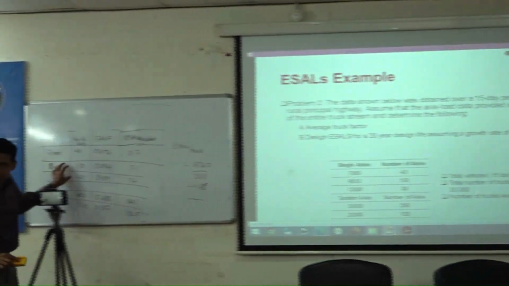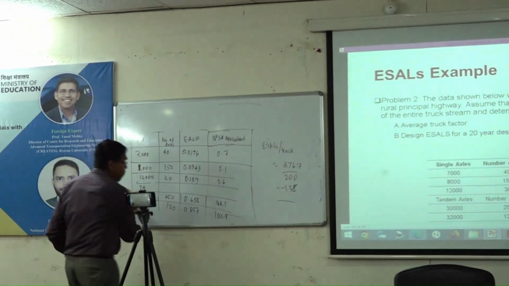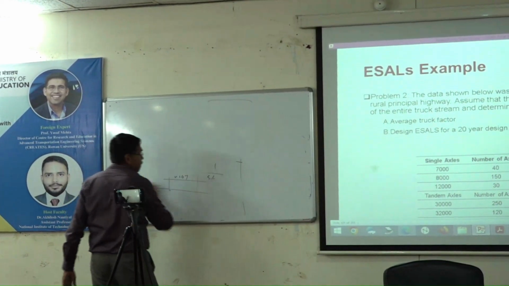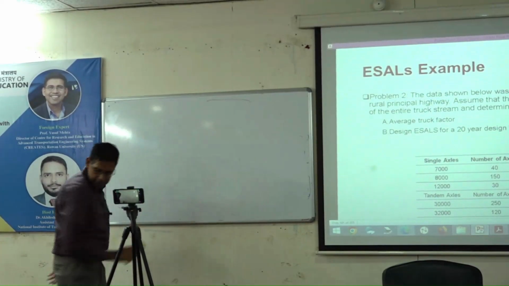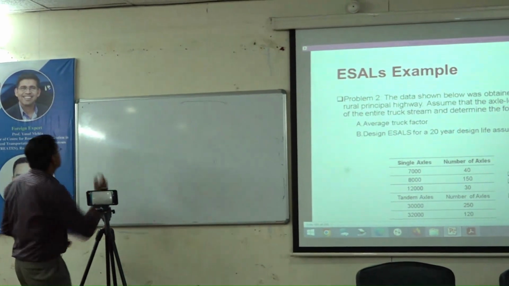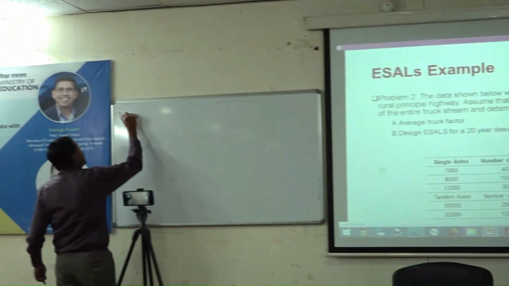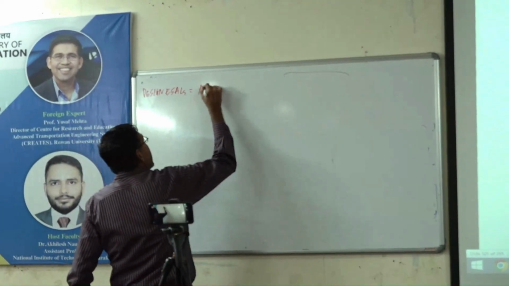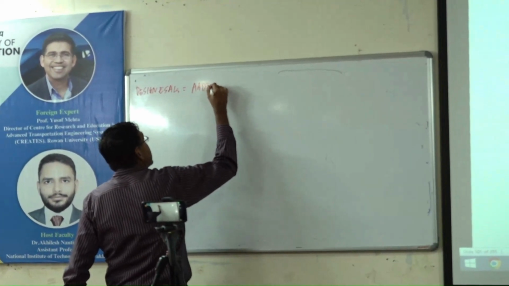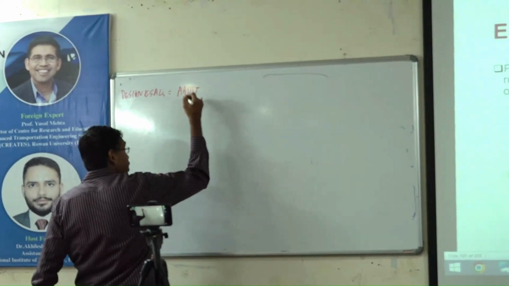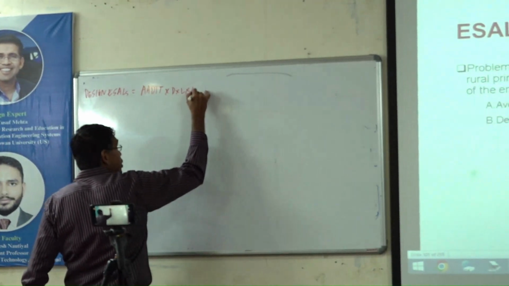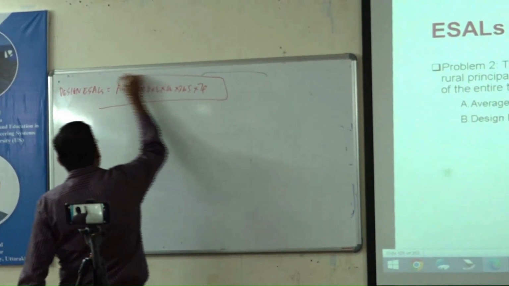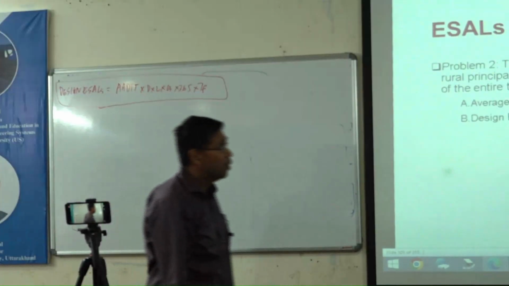Can I erase this? That's the truck factor, right? Right here, design ESALs, same thing as before. You have to clearly understand what this means: average daily truck traffic times D times L times G times 365 times truck factor, correct? You have everything you need to solve the problem.